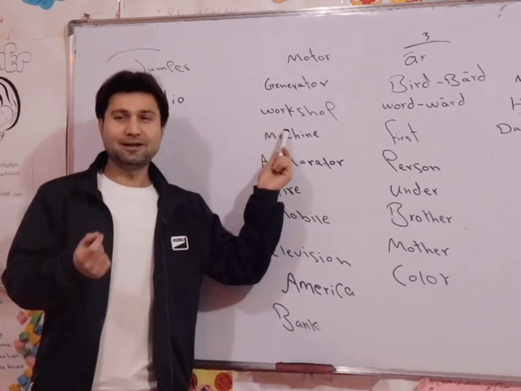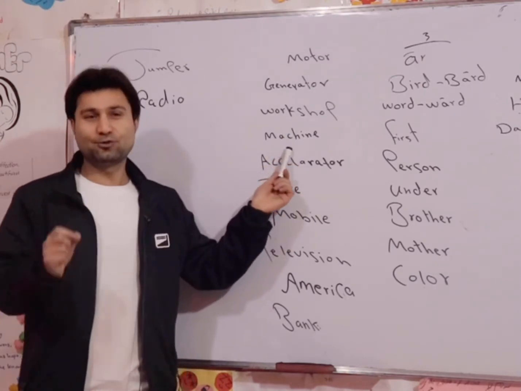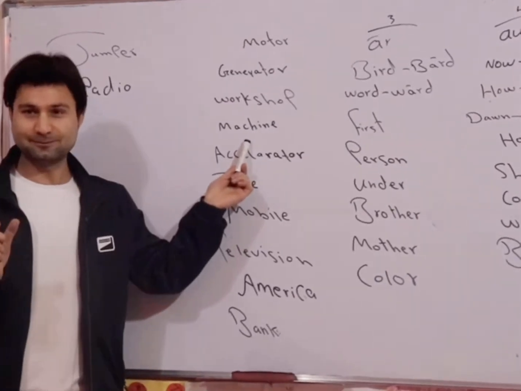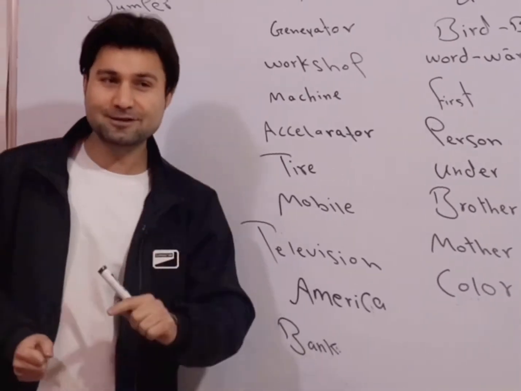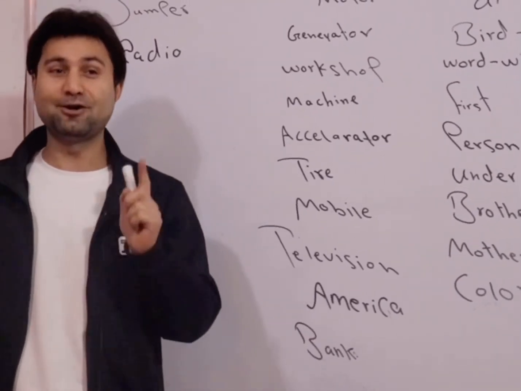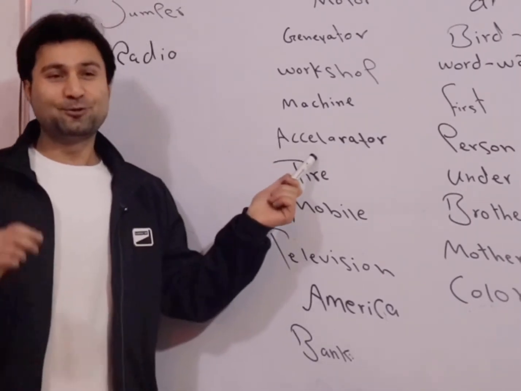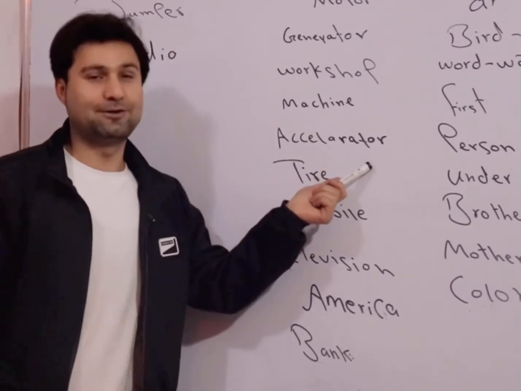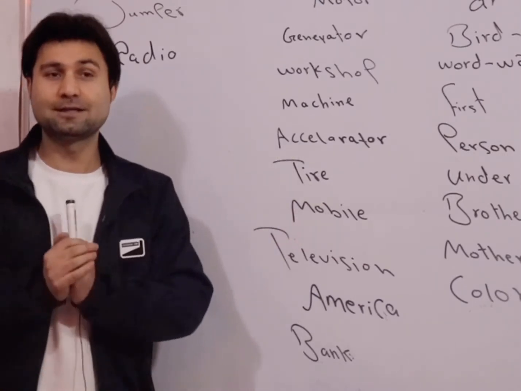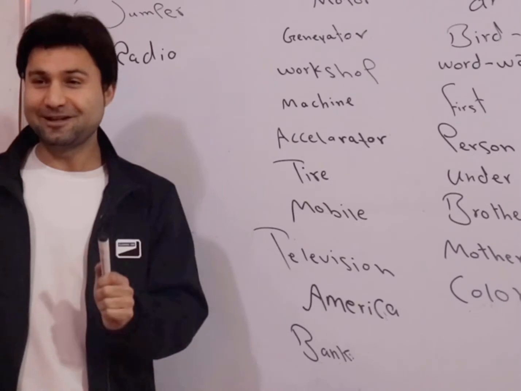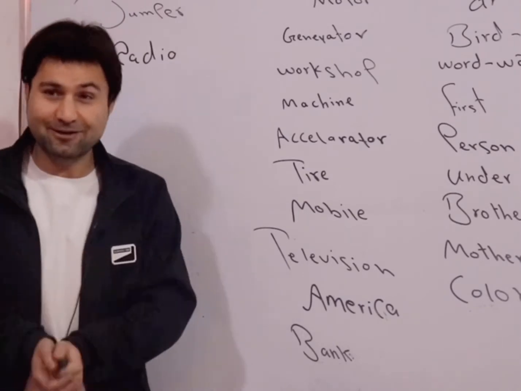In English, we pronounce it workshop. In Dari, workshop. In English, we pronounce it machine. But in Dari, we pronounce it machine. When you pronounce it in English, you should say machine, not machine, because you're not speaking Dari or Persian. In English, we pronounce it accelerator. The stress is on the first syllable. But in Dari, we pronounce it accelerator. So you know what accelerator means.